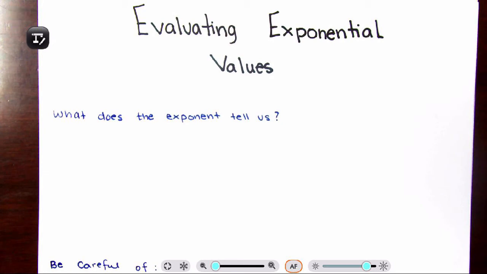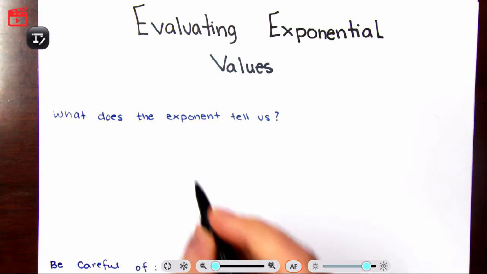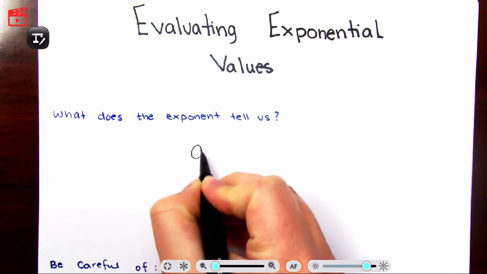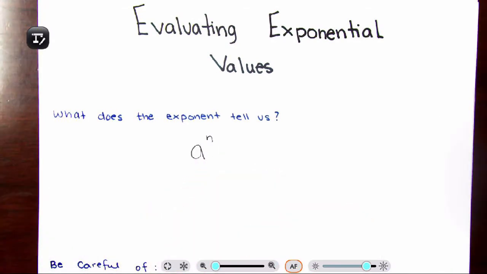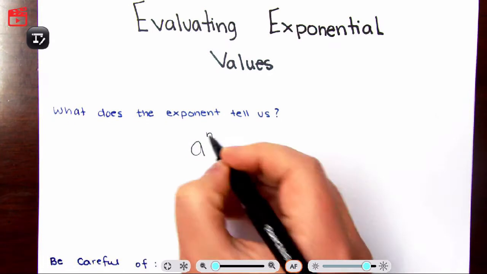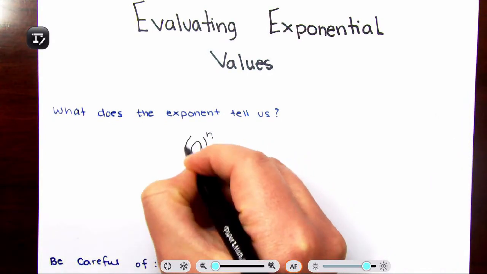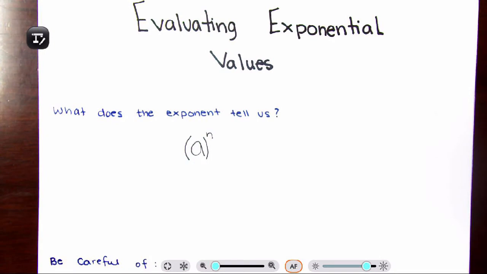All right, now what does an exponent tell us? When you see something with an exponent, for example, let's do something basic: a to the n power. There are a few things that the exponent tells us. The first thing is that there is a secret bubble around a.